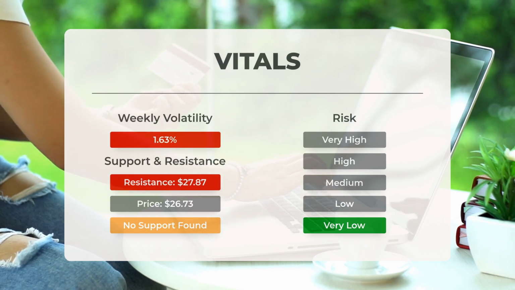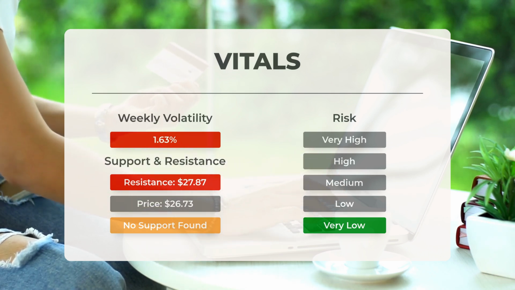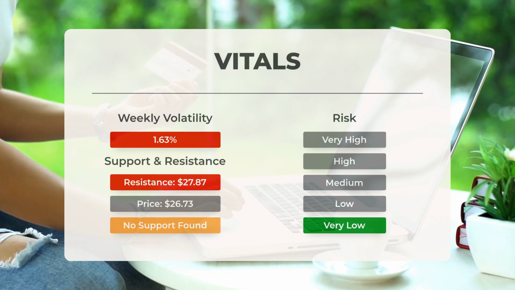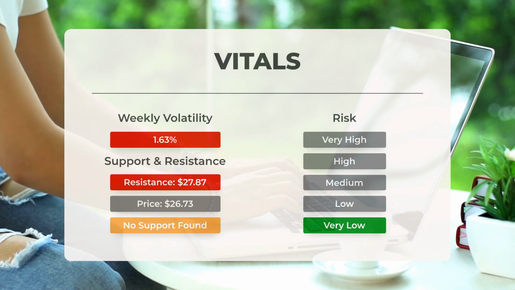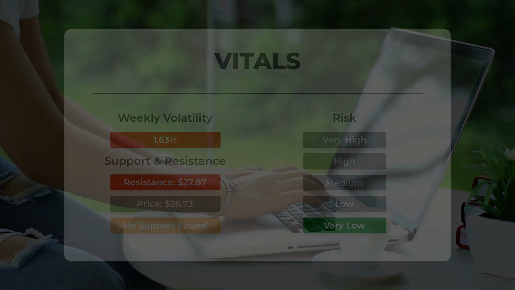Over the past day, the fund fluctuated by $0.765 between its highest and lowest points, which equates to 2.86%. In the past week, the average daily volatility has been 1.63%.